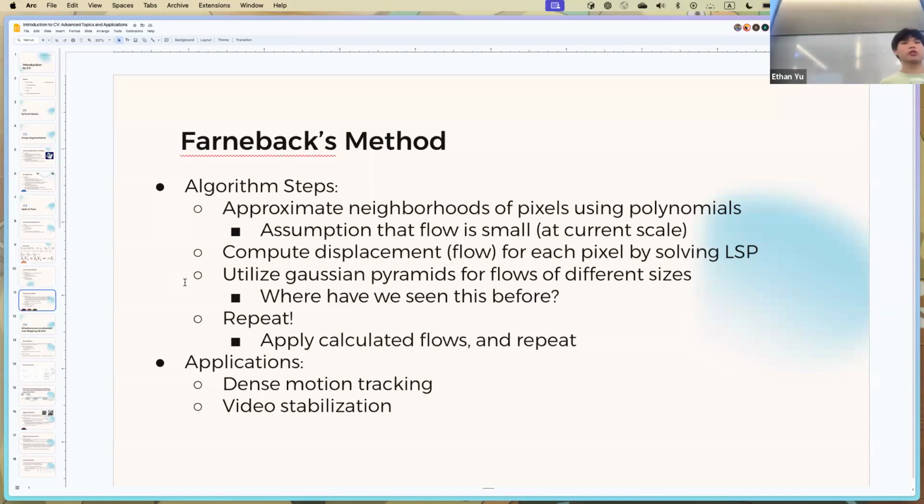I don't expect you guys to remember. We used it in SIFT, with the difference of Gaussians. Remember that? A lot of these things have the same motivating ideas.